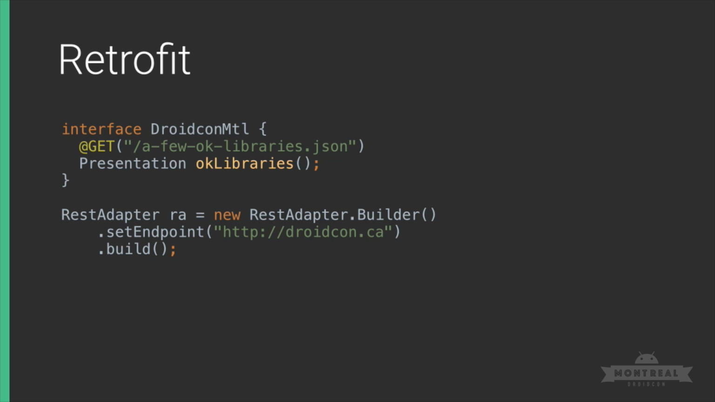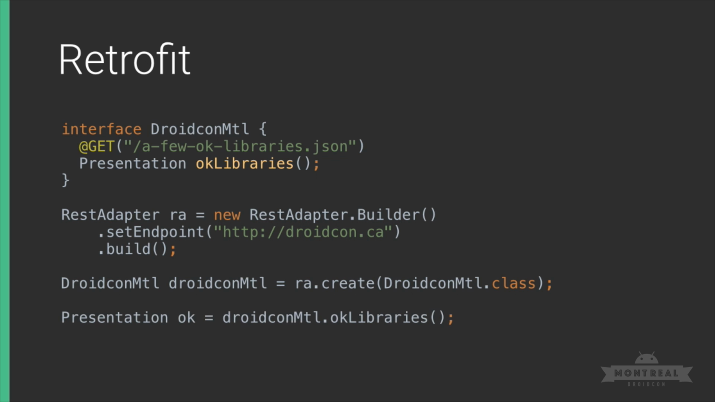We create this object called the REST adapter, and the REST adapter just knows about the server, the base endpoint, for the relative URLs to be paired to. We create an instance of our interface. Again, implementation detail, currently done through reflection. And then we just have to call methods. We call methods, and Retrofit is going to take care of calling OkHttp, creating the request, unmarshalling the response with Moshi, and giving you back your presentation object.